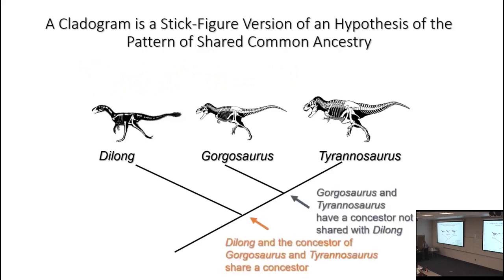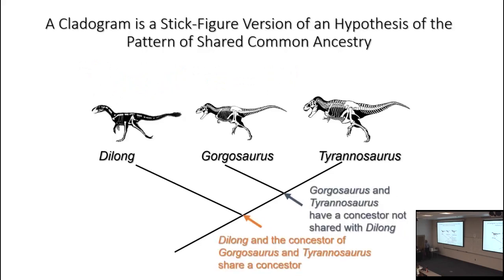What it tells us is that Gorgosaurus and Tyrannosaurus have a concestor not shared with Dilong, but that all three of them have a concestor together. And because Gorgosaurus and Tyrannosaurus have a concestor not shared with Dilong, this had to have occurred later in Earth history, because it itself is a descendant of that concestor. How much later? We don't know. But later. I'll show you the last couple slides for this set, which show one technique to use to assess when later it might be.